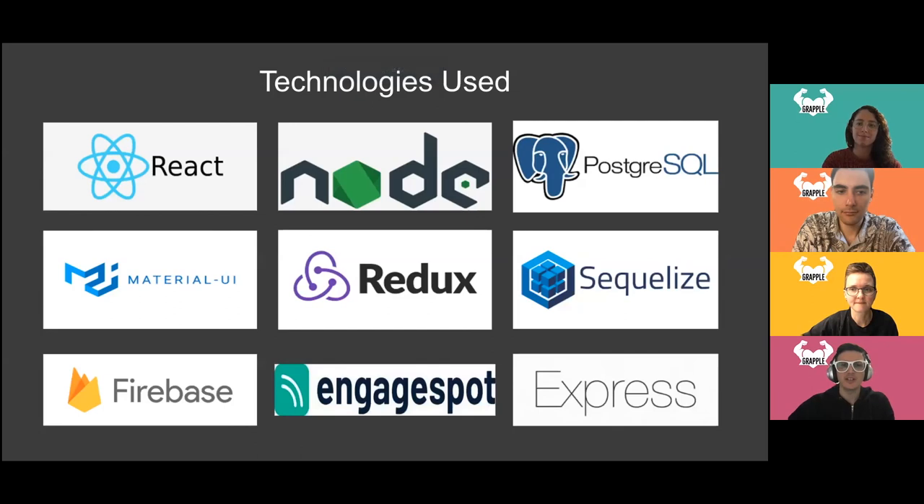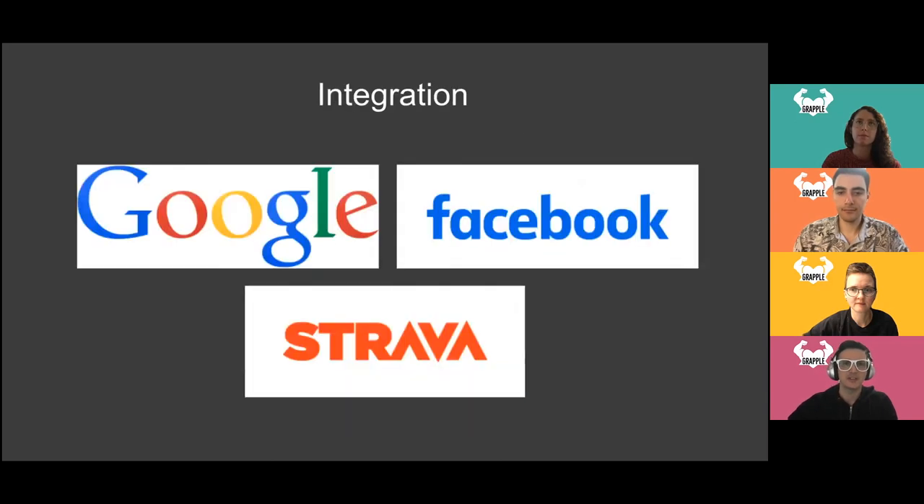A little bit of the technologies we used to design Grapple. We have, of course, React, Node, Postgres, and SQL. And Express on the back end. We have Redux. We use Material UI for the design and Firebase as well, and EngageSpot for the friend requests. And then lastly, we have some integration. We use Google and Facebook for OAuth, and we also connected to Strava so you can use that data like Marina mentioned before.